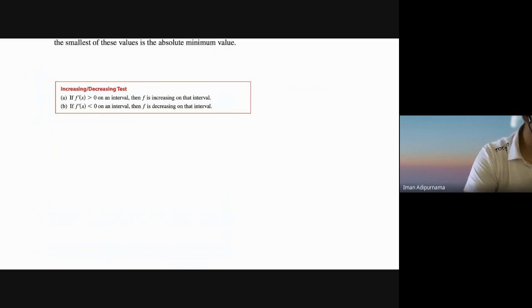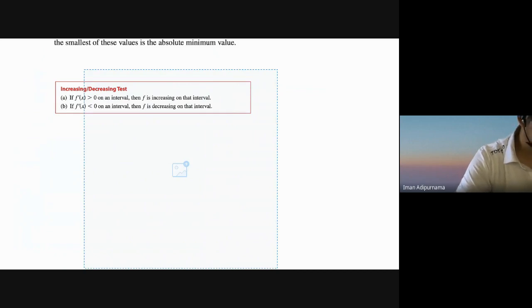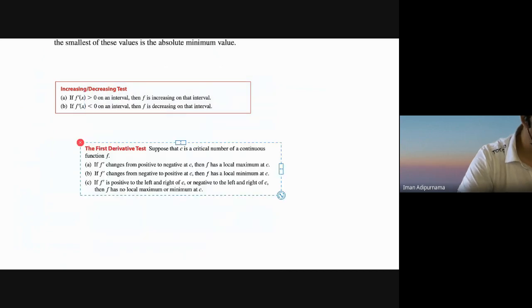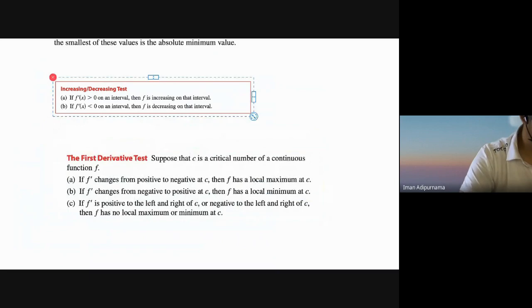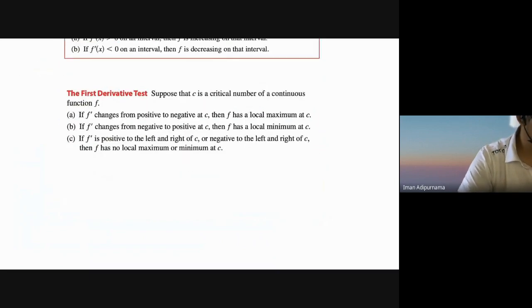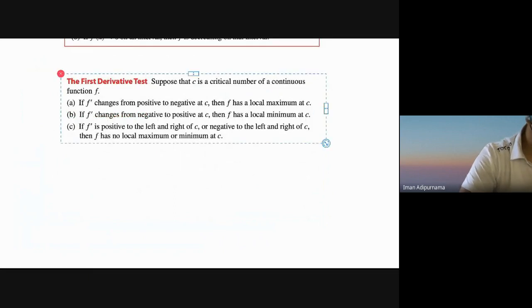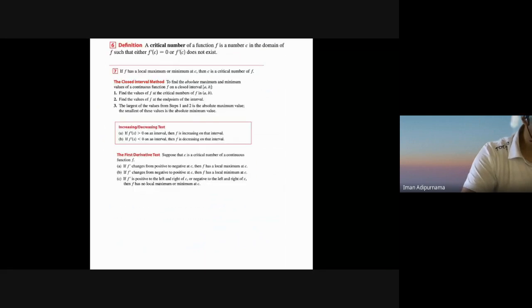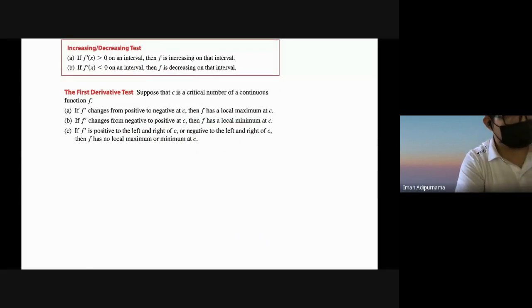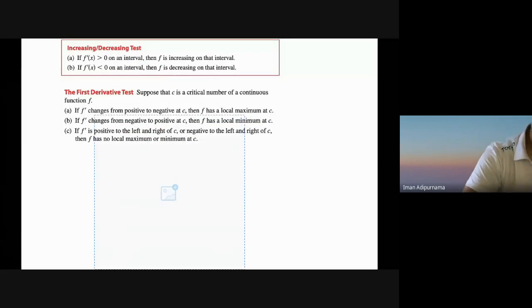So f prime is positive means the slope is positive, f is increasing. And this we also have discussed before. Just making sure that it's in order. So I believe the first part, about the first derivative test, we already have the basics. So we can move forward.